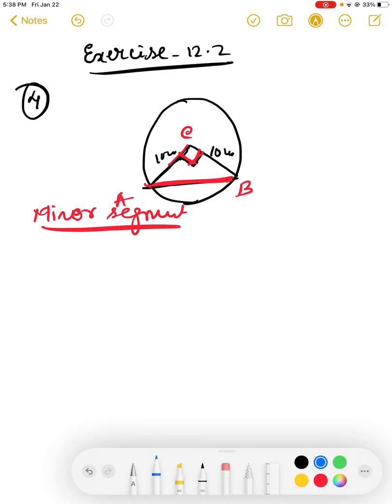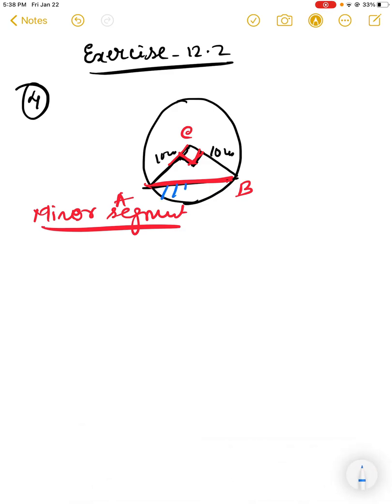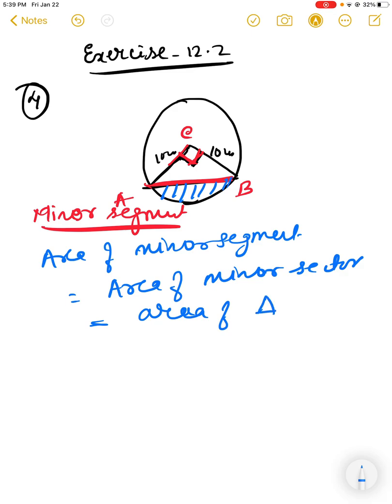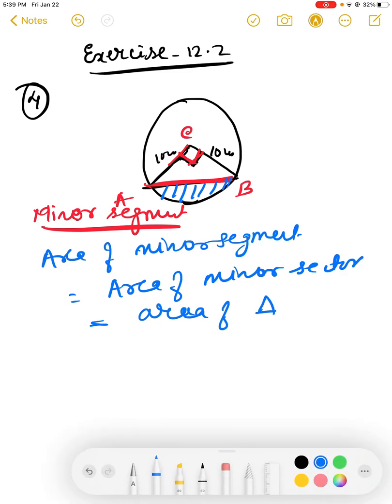Now, the segment I am highlighting with the blue pen. This is the minor segment. So, the area of the minor segment is equal to the area of the minor sector minus the area of the triangle. Now let us see what the minor sector is.